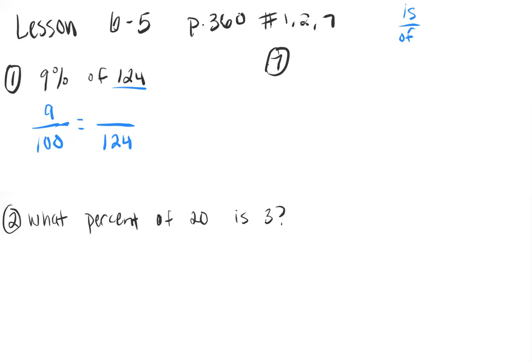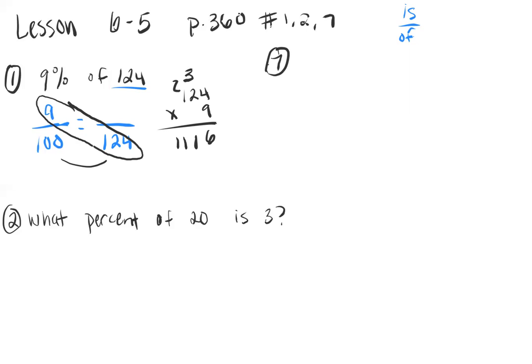Now, if I could multiply something by 100 and get 124, that would be super nice and easy, but unfortunately that is not the case in this scenario. So I'm going to multiply on my diagonal, multiply 124 times 9. 9 times 4 gets me 36. 9 times 2 is 18, plus 3 is 21. 9 times 1 is 9, plus 2 is 11.